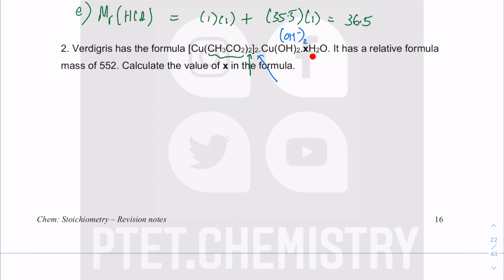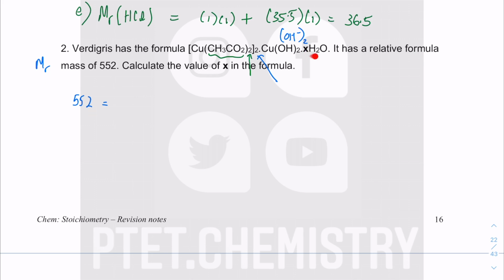This is a hydrated compound. It's a mixture of 2 compounds. It's a hydrated salt. We are asked to find the value of X in this formula. So it has an MR. MR here refers to relative formula mass because these are ionic compounds. Doesn't matter. So we know 552 is the total molecular mass. So I'm going to add up each and every one of them.